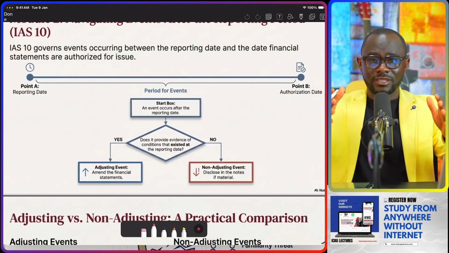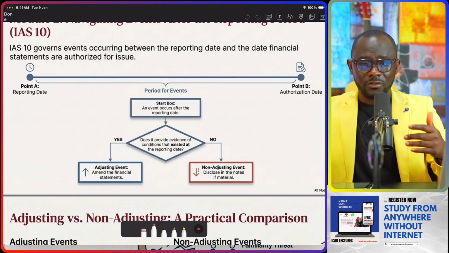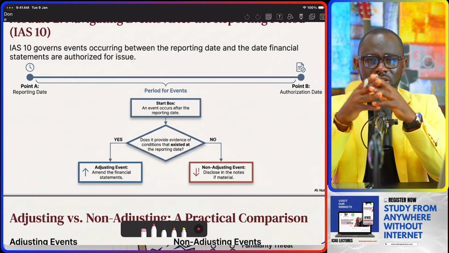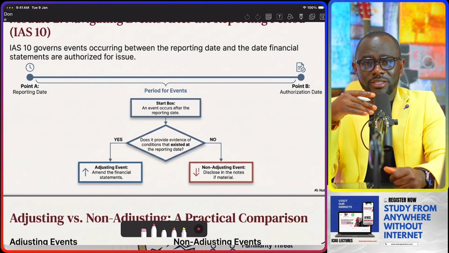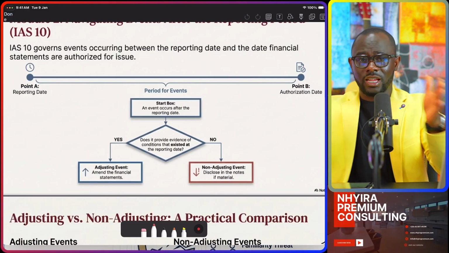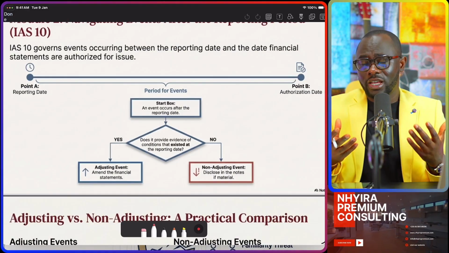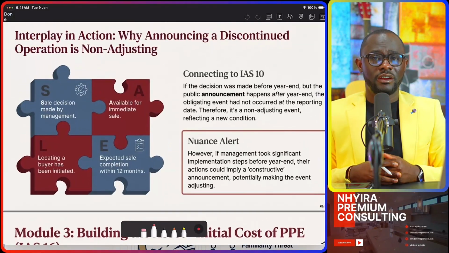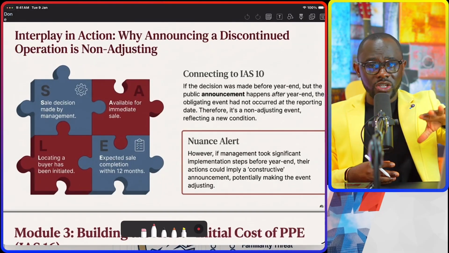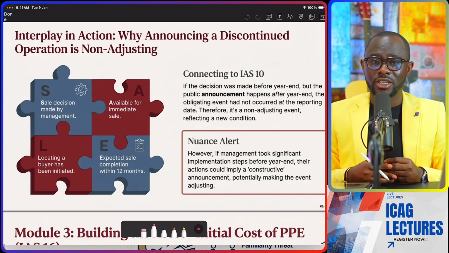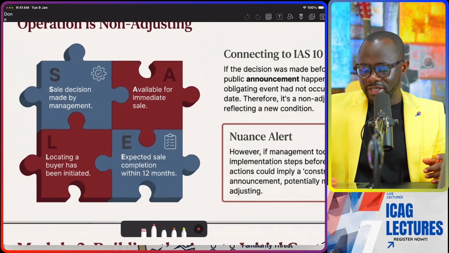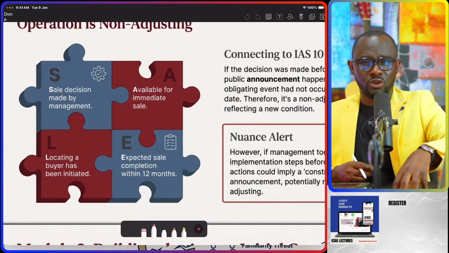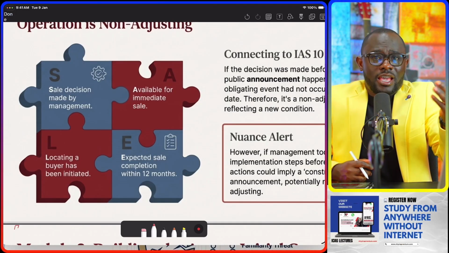And so we discussed some of the adjusting events, some of the non-adjusting events, and most importantly, we came up with some illustrations, like if an entity makes a discontinued operation announcement after the end of the year, that is a non-adjusting event. And we came up with IFRS 5, non-current assets held for sale and discontinued operations. And we said in accordance with IFRS 5, the sale recognition criteria must be met for an asset or a discontinued operation to be recognized as held for sale.